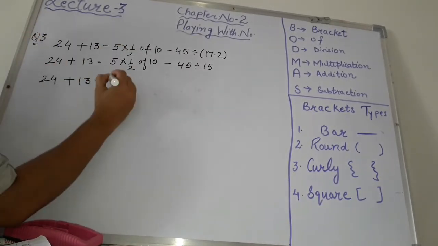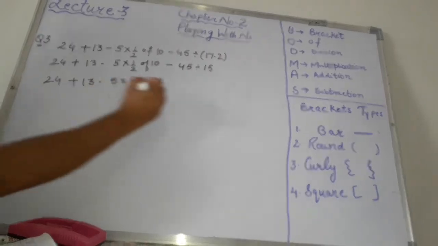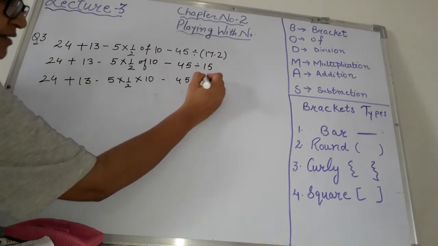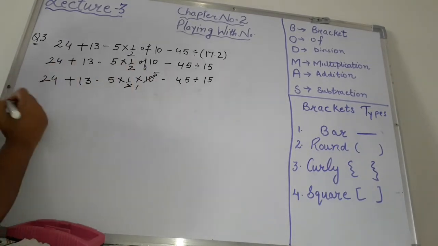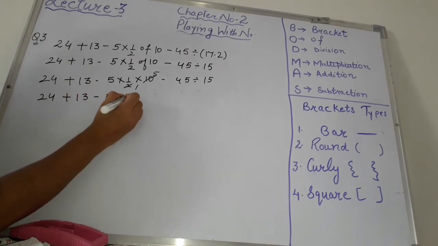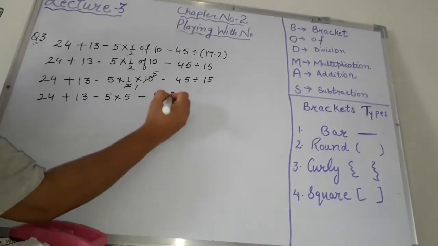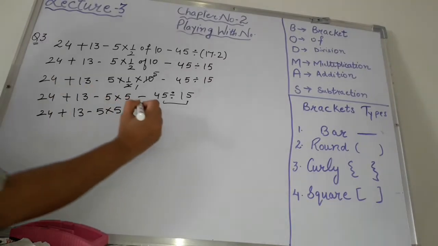Right? Now on solving the brackets, I will solve next my operation of, and then I will get 24 plus 13 minus 5 multiplied by 1 by 2 multiplied by 10 minus 45 divided by 15. You can easily cut, that is 5. Okay, and you get 24 plus 13 minus 5 multiplied by 5 minus 45 divided by 15, right? And now after the of operation, you will go to the division. Then 24 plus 13 minus 5 multiplied by 5 minus 45 divided by 15, I will get 3.